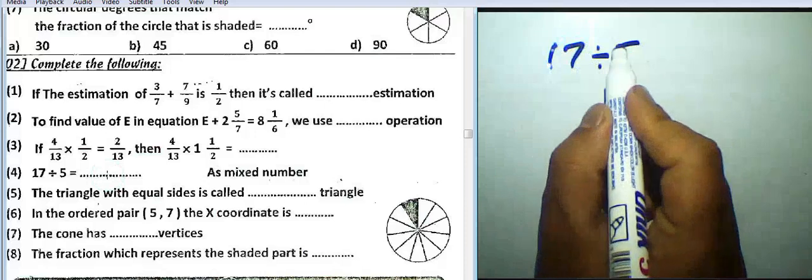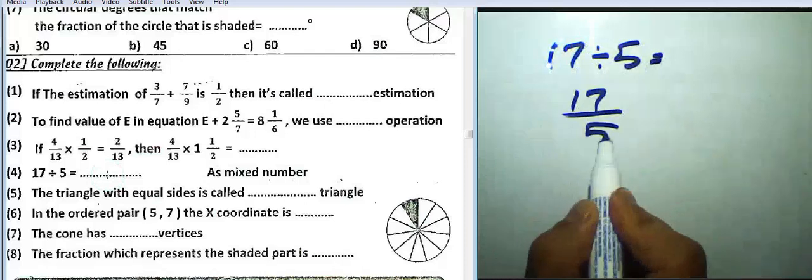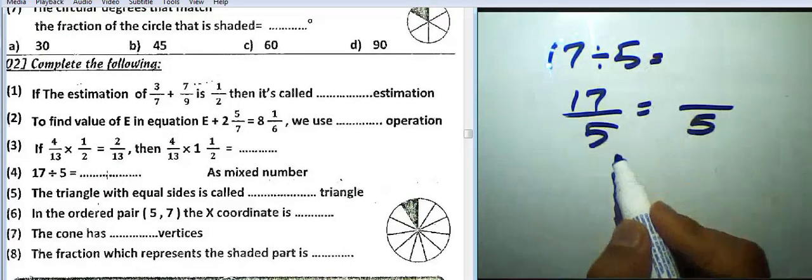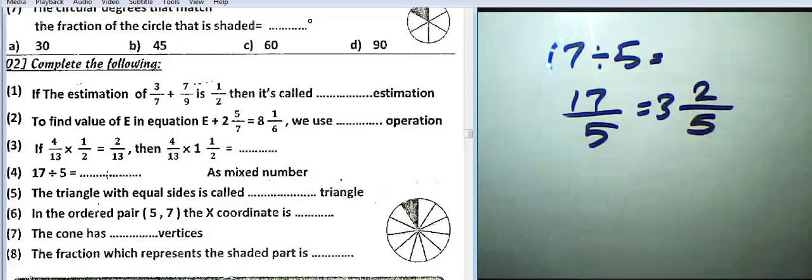17 over 5 equals, as a mixed number. We can convert. 17 divided by 5 equals 3 and the remainder 1. Write 5 in the denominator and 3 outside here, and write 2 in the numerator.